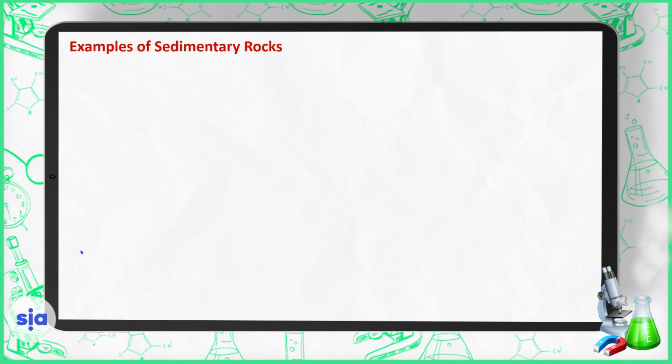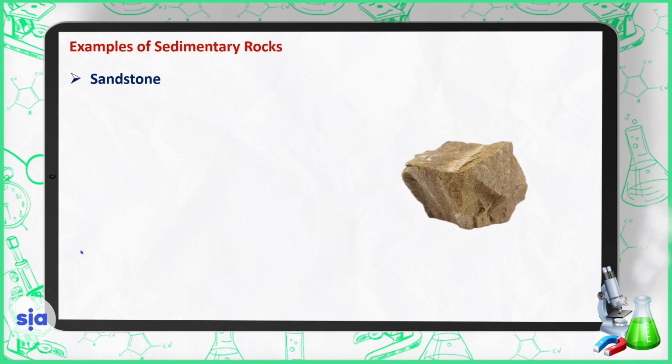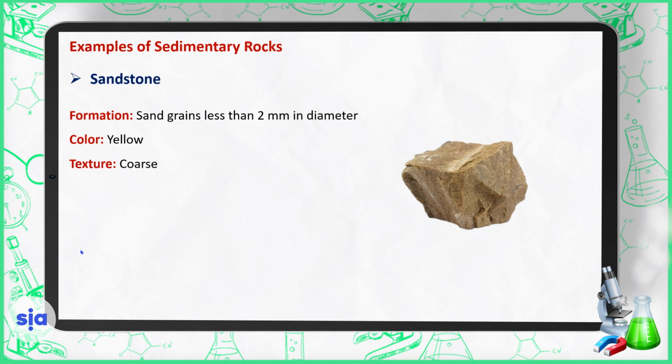Examples of sedimentary rocks. Sandstone. It is formed of sand grains less than 2 mm in diameter. The color is yellow. The texture is coarse. Shape: thin layers and compact consistency. The mineral is quartz.